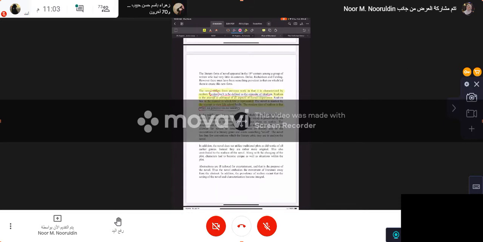Once again, I want you to highlight the whole paragraph, and I want you to focus on the idea that realism isn't to be defined as the opposite of idealism.